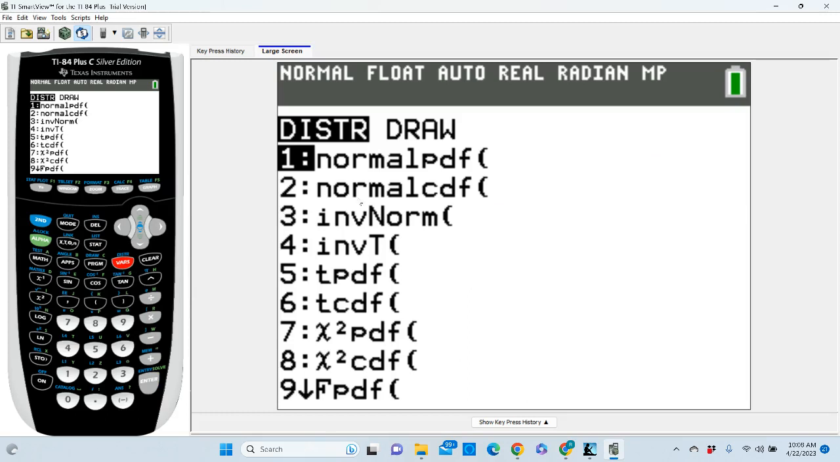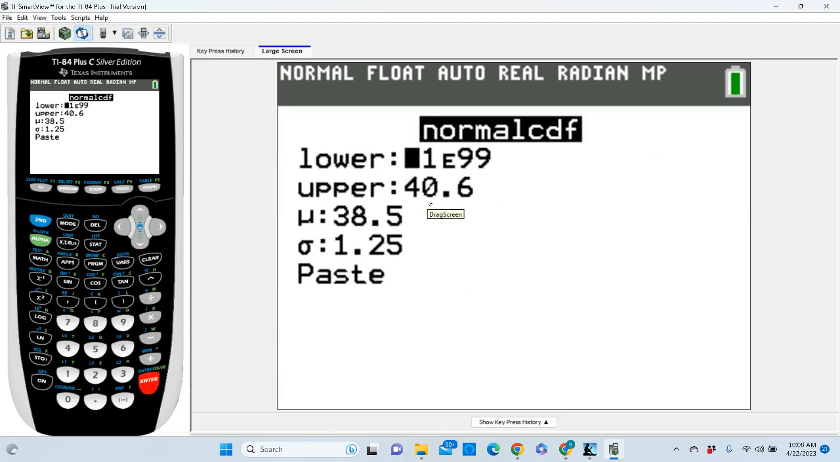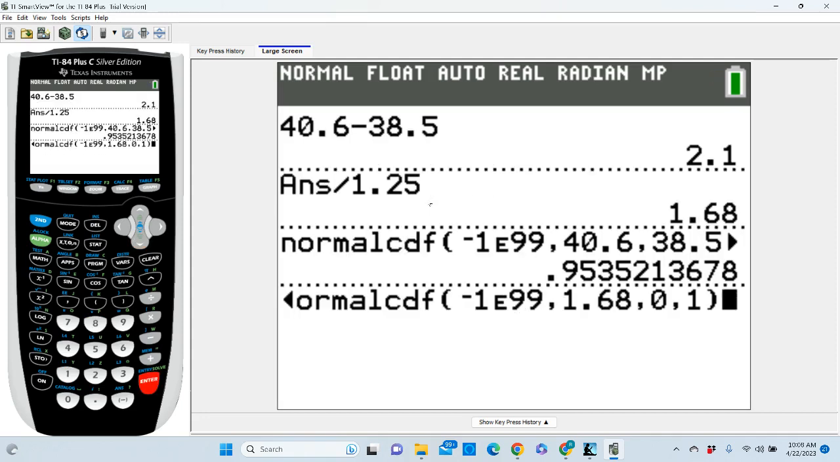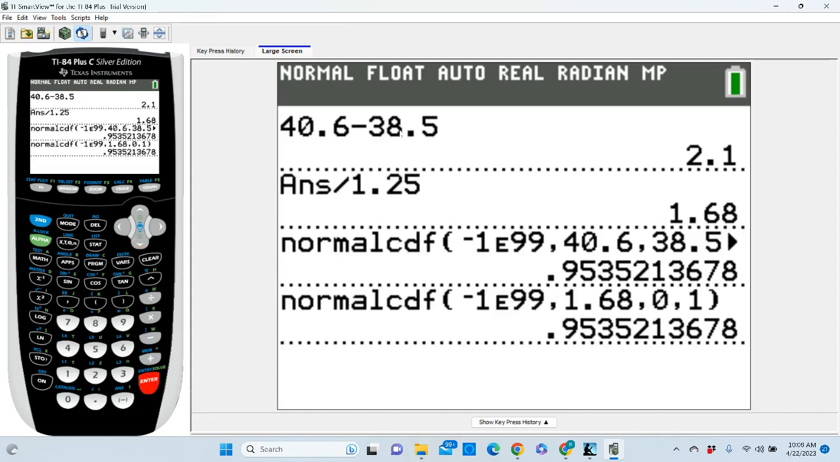Second distribution, normal CDF. I'm going to leave the lower boundary as 1E99, but now I'm going to speak in terms of standard deviations. So if I'm 1.68 standard deviations above average, the average score has a z-score of 0, and we'll make the standard deviation 1. When I paste, there it is. It's the same exact number.